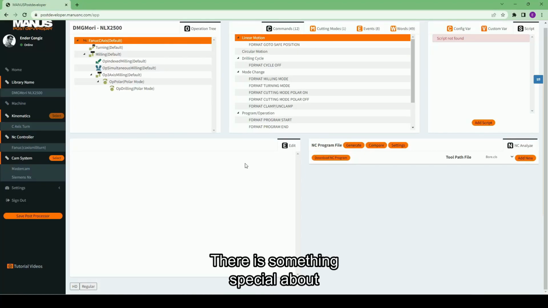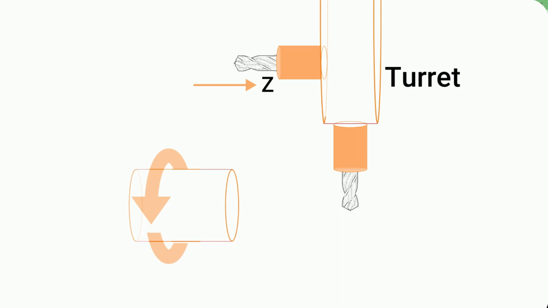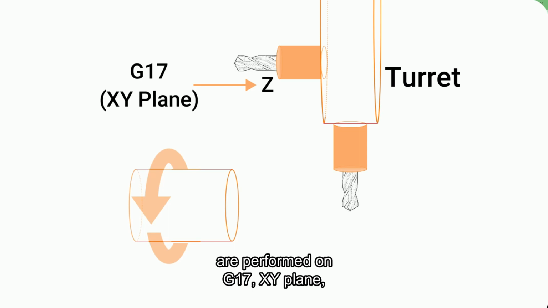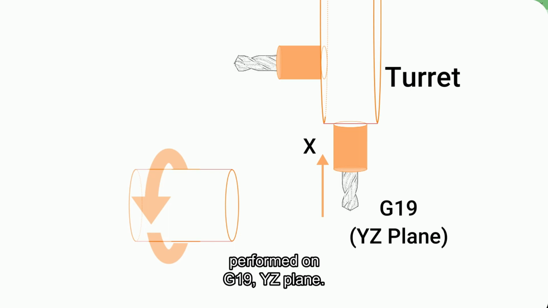There is something special about millturn CNCs with turrets. As you already know, you can use drilling tools either in Z-axis or X-axis direction on millturn CNC turrets. While Z-axis drilling operations are performed on the G17 XY plane, X-axis drilling operations are performed on the G19 YZ plane.